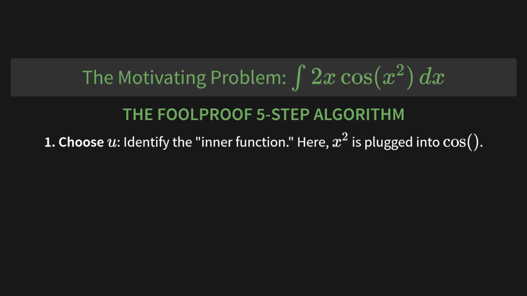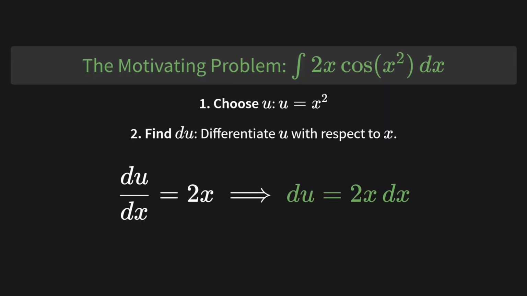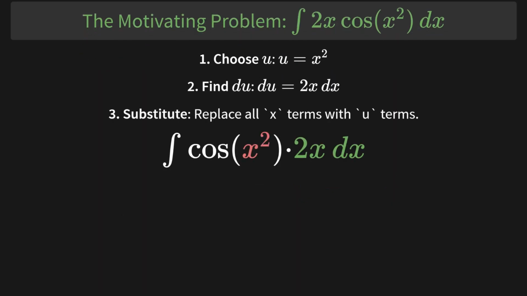First, step 1, choose u. You need to identify the inner function. Here, x squared is plugged into the cosine function, so let u equal x squared. Step 2. Find du. You just differentiate u with respect to x. So du over dx equals 2x, which means du equals 2x dx. Simple.